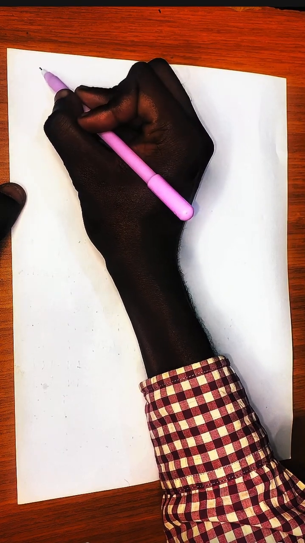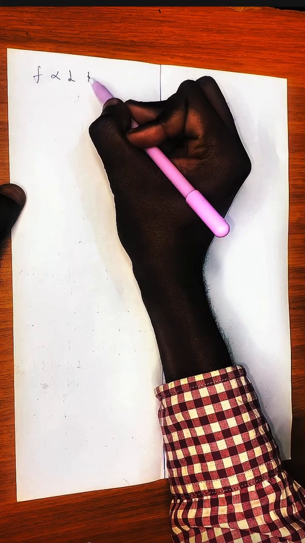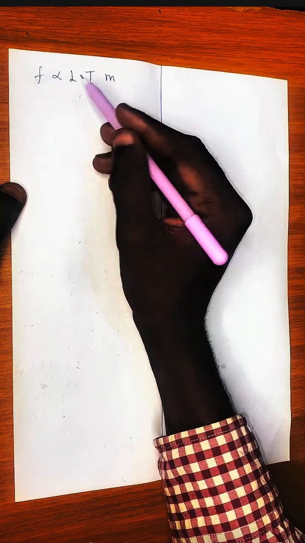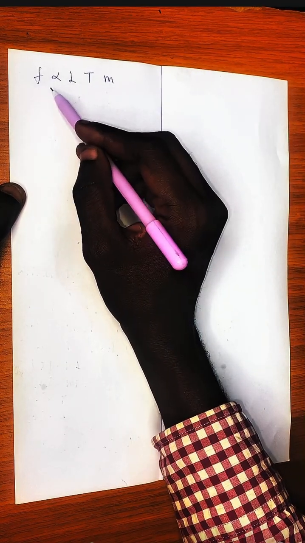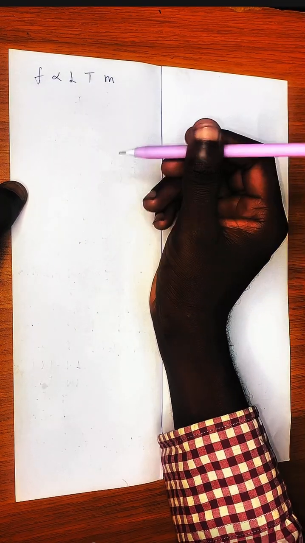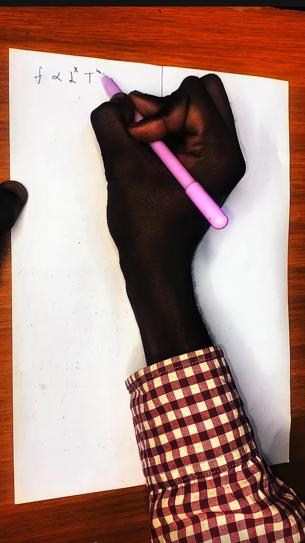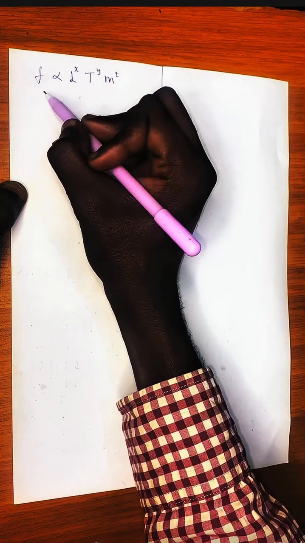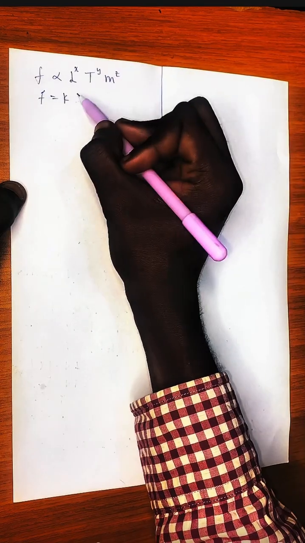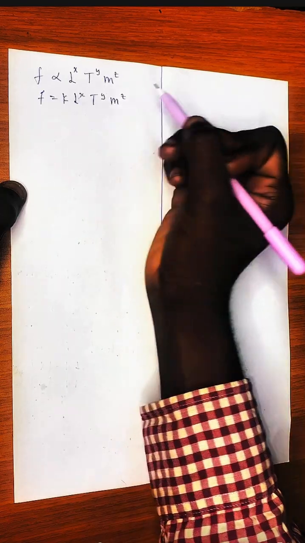So our frequency depends on the length, the tension, and the mass per unit length, right? If it depends on that, it means it is directly proportional to all these three quantities, right? So from here, we are supposed to raise them to variables. Let's say this is x, this is y, this is z. So then f, we remove the proportionality sign and bring a constant, let's say it's k, L to the power x, T to the power y, and m to the power z.